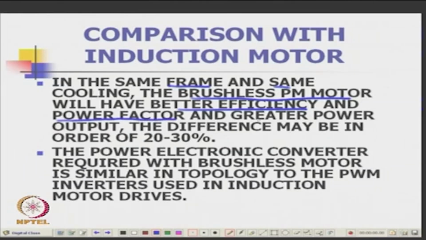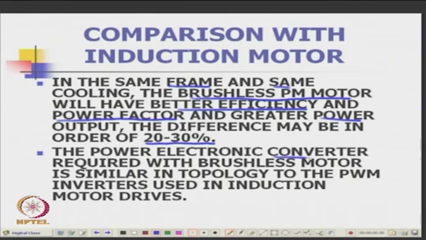Reactive power is what? It is only to magnetize the machine. So, that component of current, which may be many times 30%, even in no load current may be even 20 to 30% of rated current, is absent. So, it can be very efficient because those core losses are not there, and the power factor and greater power output, okay, the difference may be even 20 to 30% for the same frame. If you get x kilowatt in an induction motor, you may get about 1.2 x in the case of permanent magnet machines for the same frame.